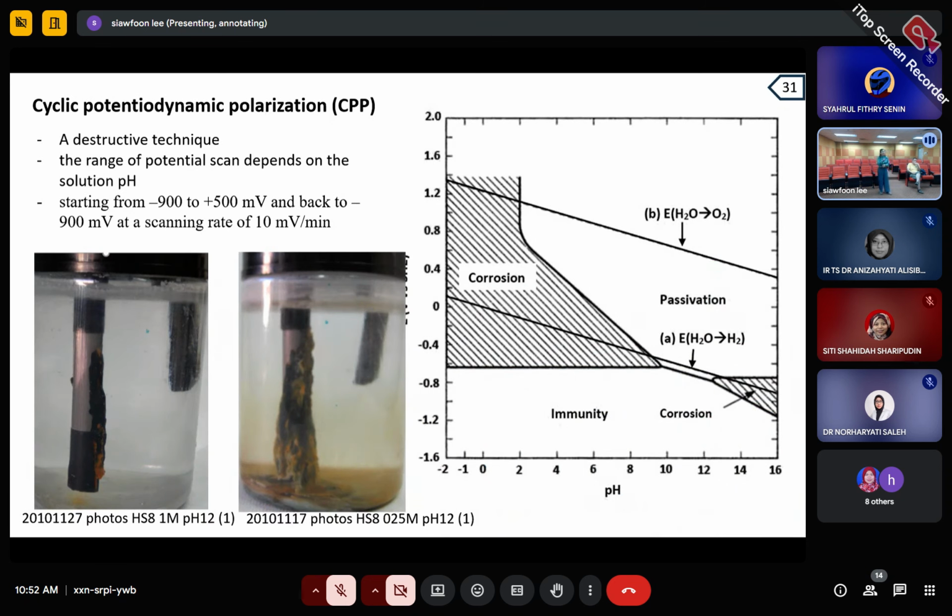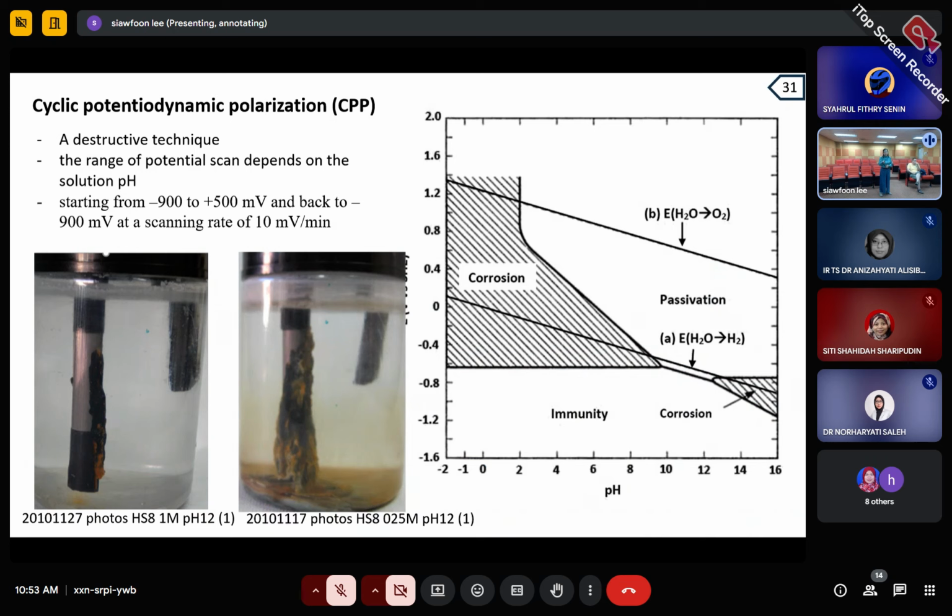Another technique is called cyclic potentiodynamic polarization, and this technique is a destructive technique. Why? I show you two photos here. When you run this technique, they usually start from around negative 900, and the pH is around 13. So you go through the corrosion region and the passivation region, and then you go to about 500.